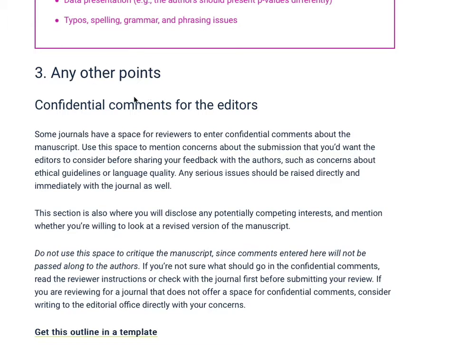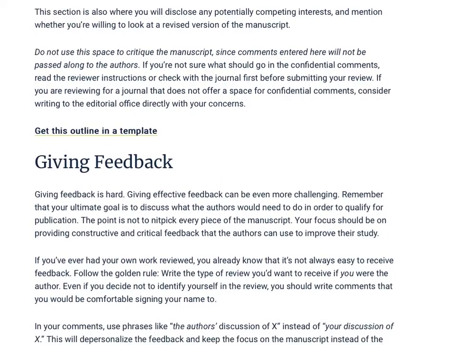In the third section, this is where you address any other points and confidential comments for the editors. So there may be cases where you want to share information with the editors that you do not necessarily want to communicate to the authors. Do not use this space to critique the manuscript, since comments entered here will not be passed along to authors. You'll see that different journals have different requirements.